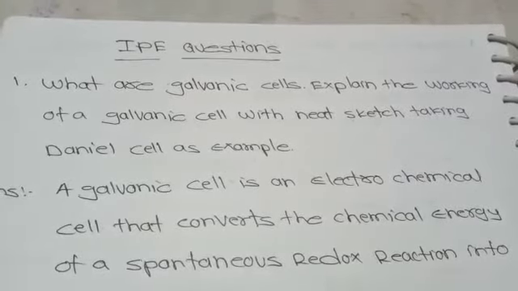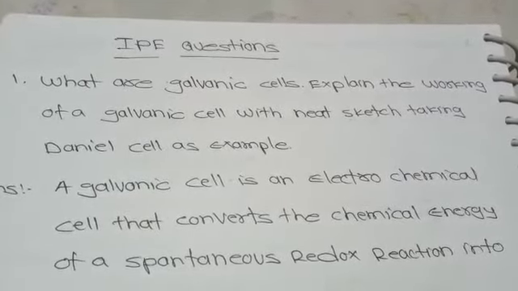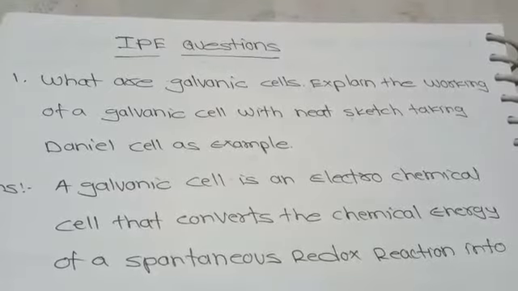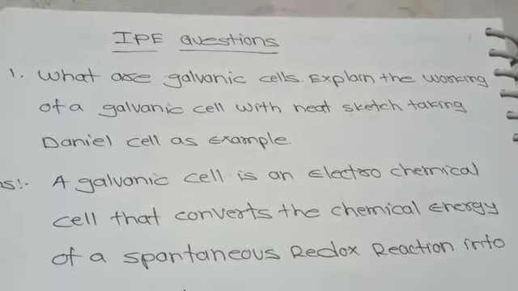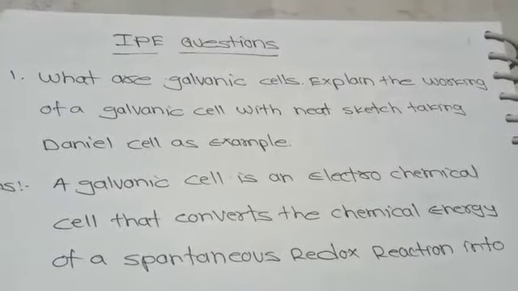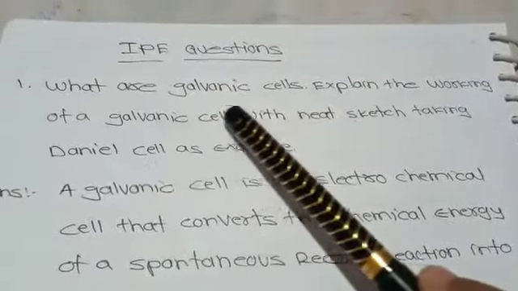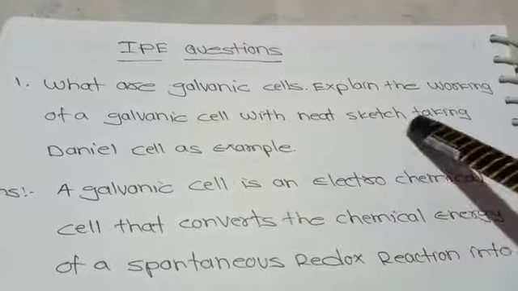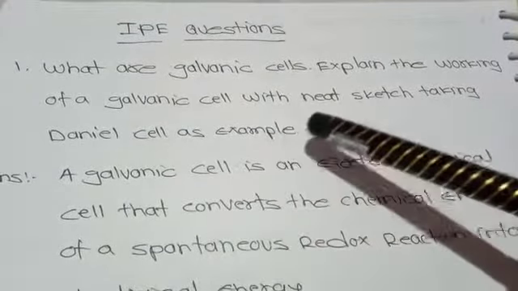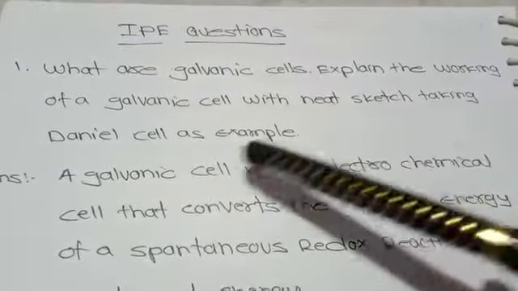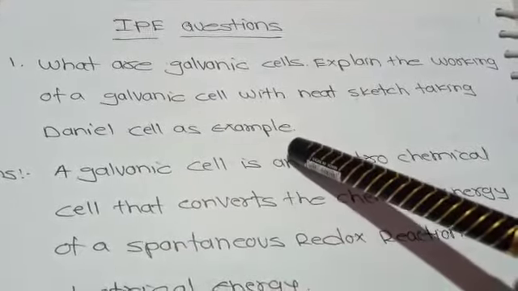Here the next concept we have is galvanic cell. One of the important 4 mark answer questions from the point of view of the electrochemistry concept. Here the question is: what are galvanic cells? Explain the working of a galvanic cell with a neat sketch taking Daniell cell as an example.